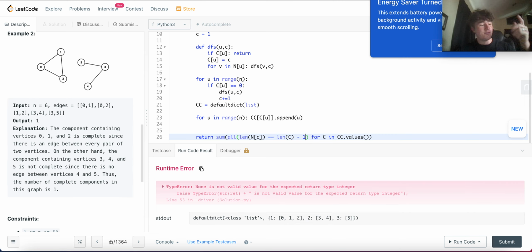Okay, I've just reiterated this point into the dirt. So that must be true for each element within the connected component. Basically it must be true for all elements that they have length of C minus 1 neighbors in order for it to count, and I'll do that for all the connected components that I found. So this will give me all the connected components, and this will tell me if it's complete. And then I just sum them at the end.